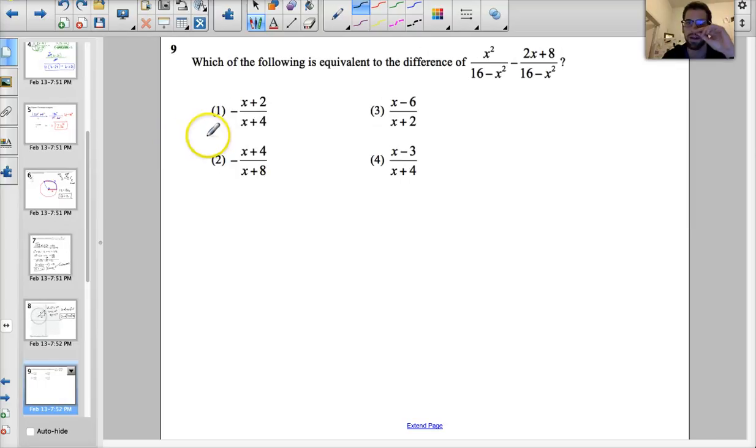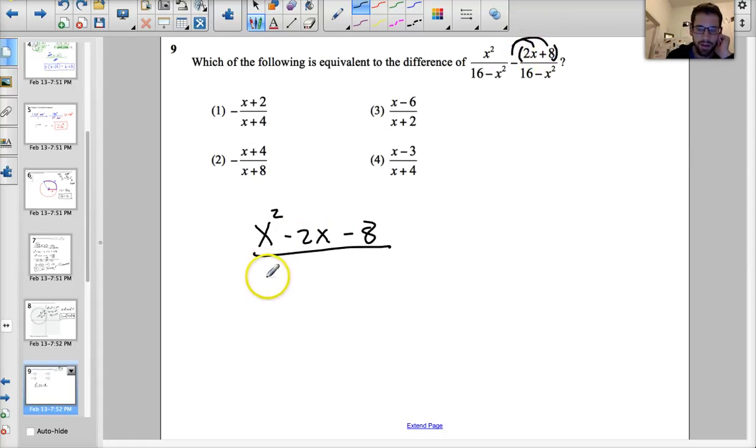All right, which of the following is equivalent to this difference here? All right, so I've got a common denominator, so I can actually just rewrite this. I have to keep in mind that when I'm subtracting, there's like parentheses around there, and I'm going to need to distribute this negative sign. So I can rewrite this as x squared minus 2x minus 8, because I just distributed this, so it becomes a negative 2x. I distributed this, so it becomes a negative 8, over my common denominator, which is 16 minus x squared.